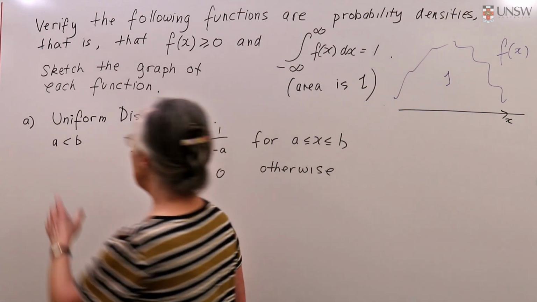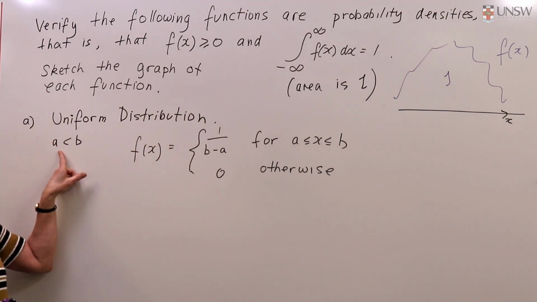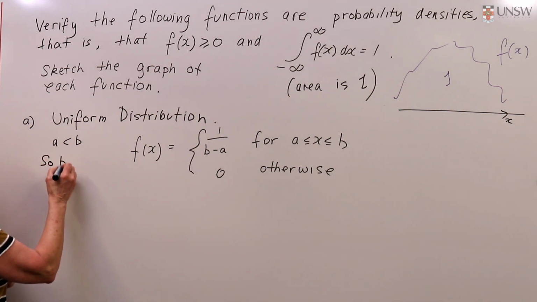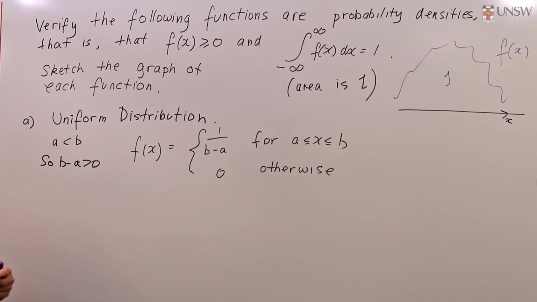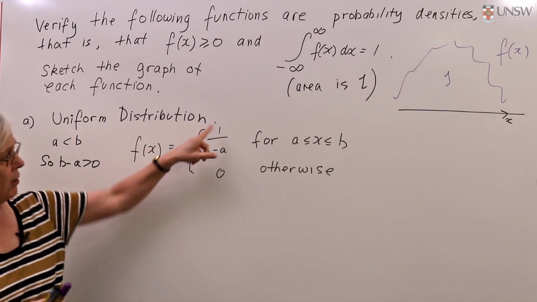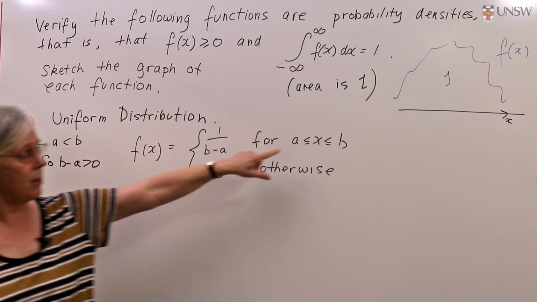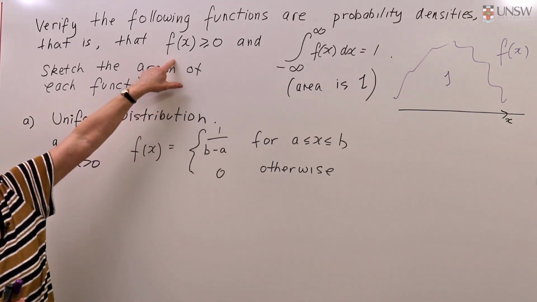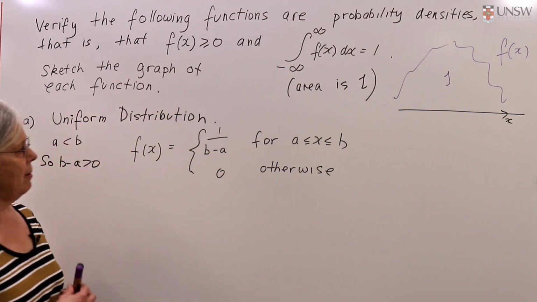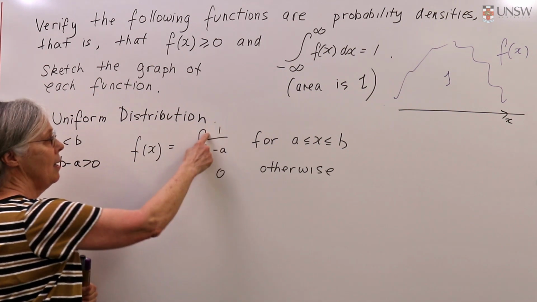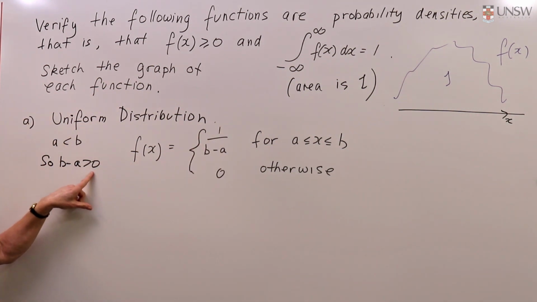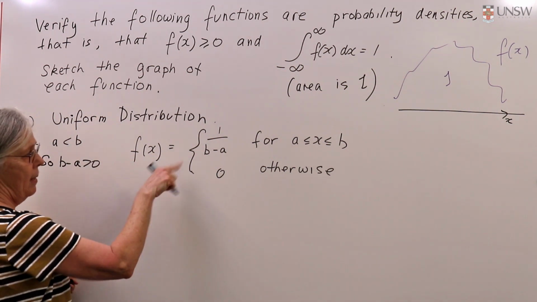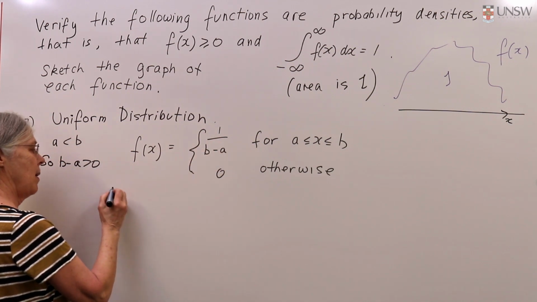So what is it? We've got two real numbers, a and b. a is less than b. Because a is less than b, we have that b minus a is greater than 0. Now our density function is 1 on b minus a just when x is between a and b, and it's 0 everywhere else. First thing we need to do is to check it's greater than or equal to 0 everywhere. Well, it's 0 here and here. Because b minus a is greater than 0, 1 on b minus a is greater than 0, so f(x) is greater than or equal to 0 everywhere.